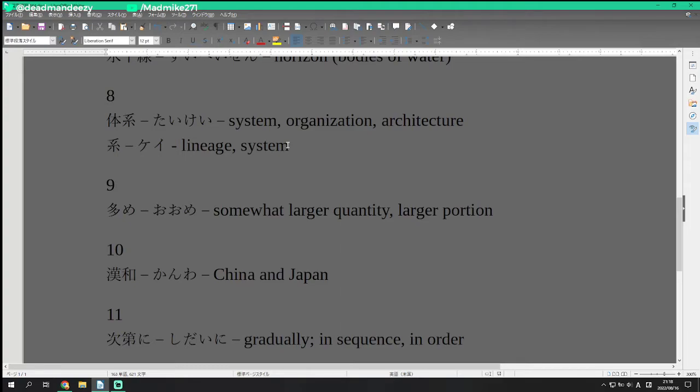And a taikei is the system of a body or an organization. Taikei is organization, system, or architecture, a body's makeup or system.